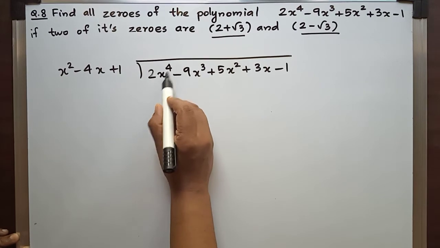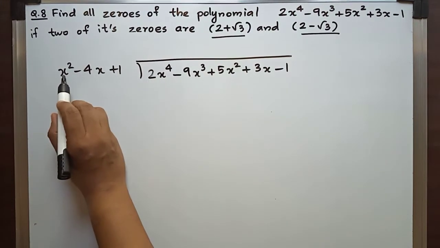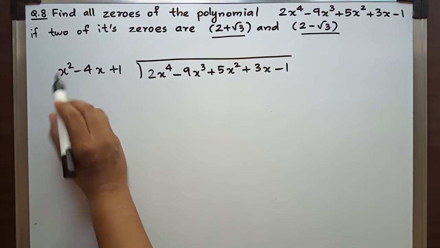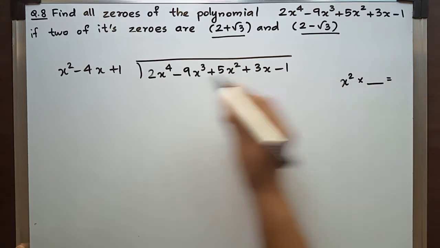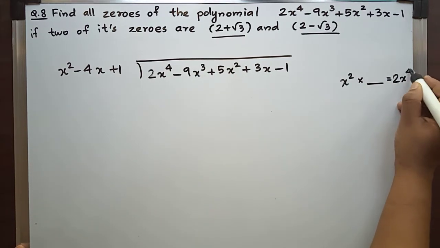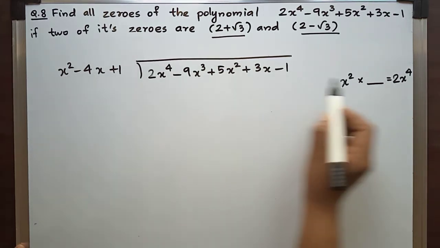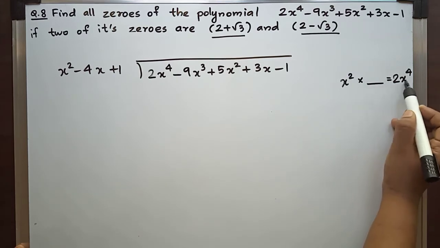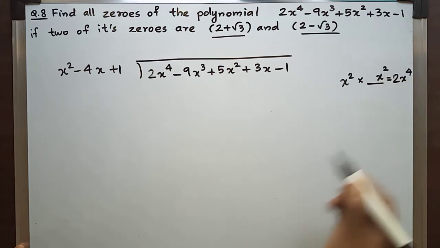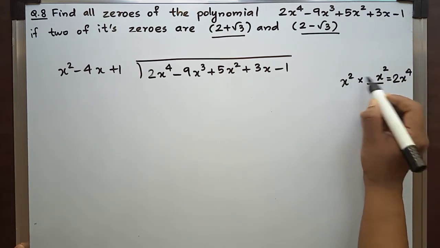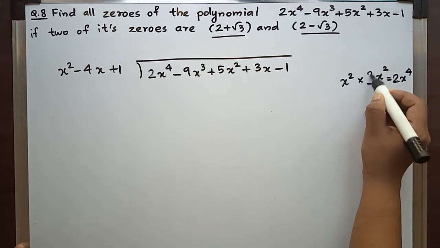See, here we have 2x⁴ as the first term, and in the divisor the first term is x². So x² into what will give 2x⁴? That is what we have to think first. x² is here into something, and we need 2x⁴. Anyway, we need an x² term here, right? Like x² into x² is x^(2+2), that is x⁴, and the 2 is also needed here.